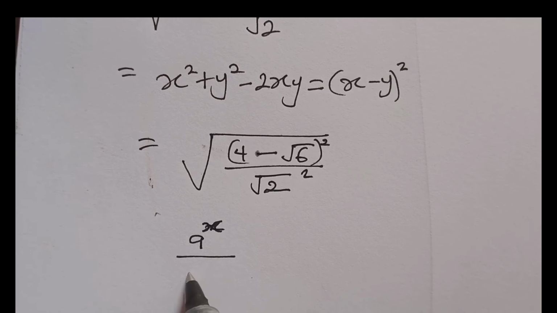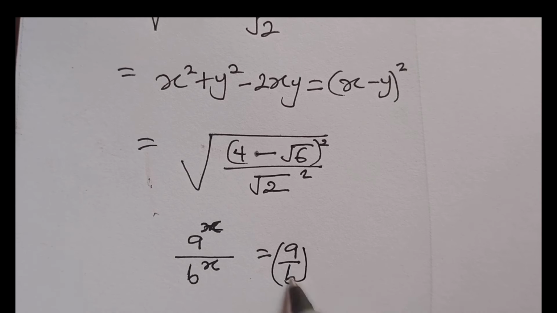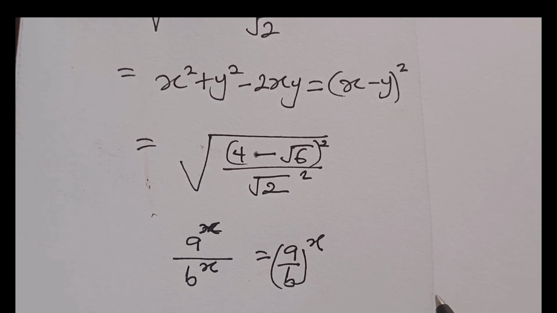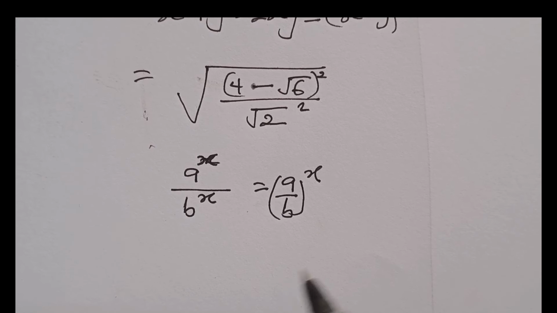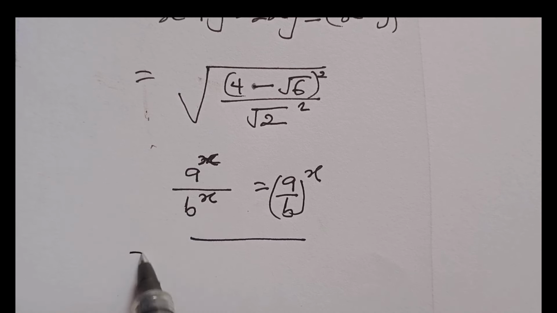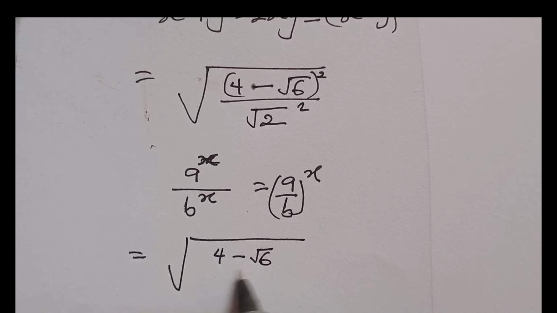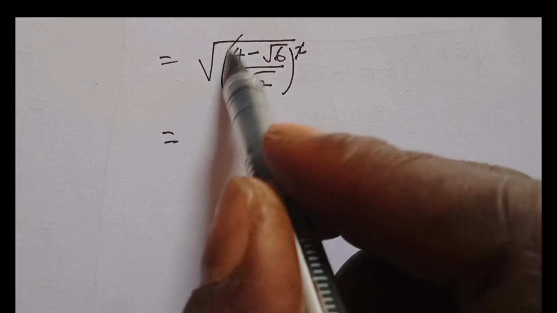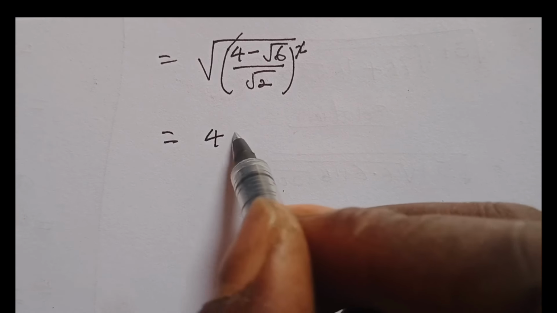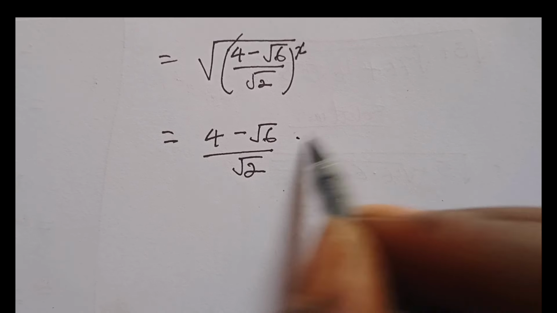And don't forget, if you have a raised to power x divided by b raised to power x, you can simply factor out the x. You now have a divided by b, everything raised to x. So, when we apply this to the above, we'll have square root of 4 minus square root of 6 divided by square root of 2, everything squared. So the square will cancel the square root. So we are now left with 4 minus square root of 6, everything divided by square root of 2.